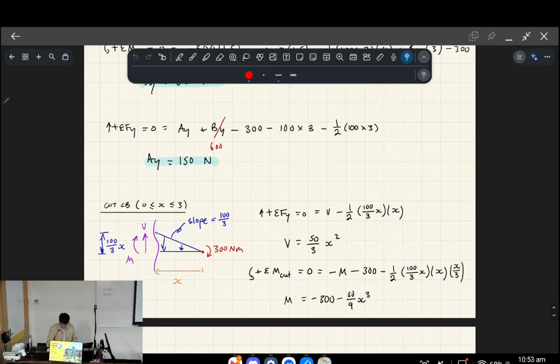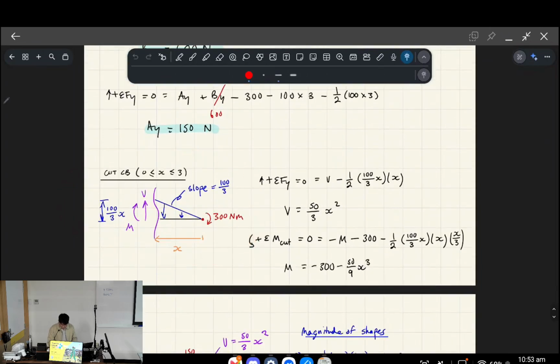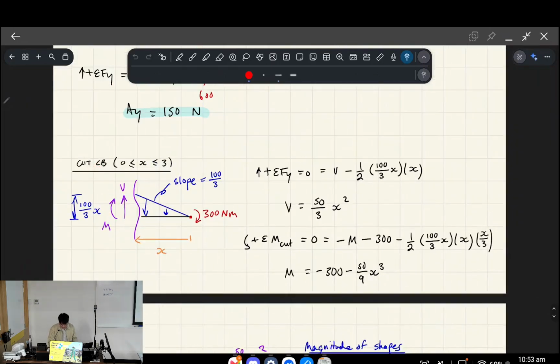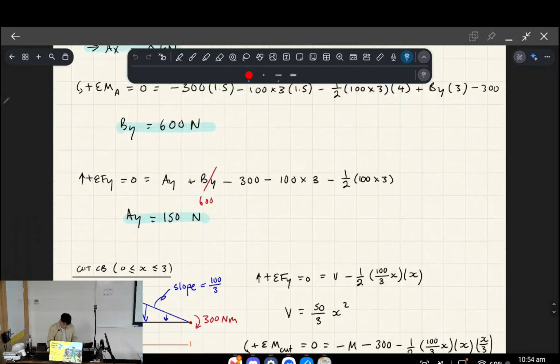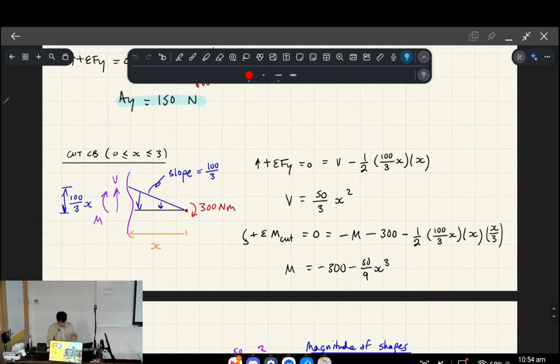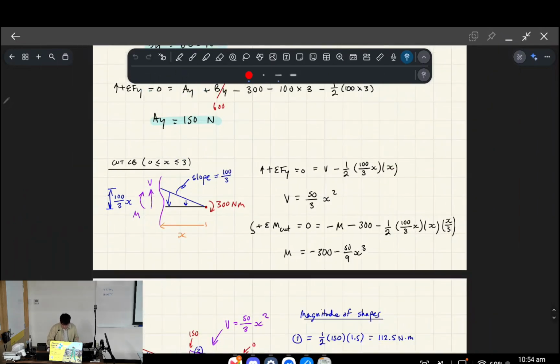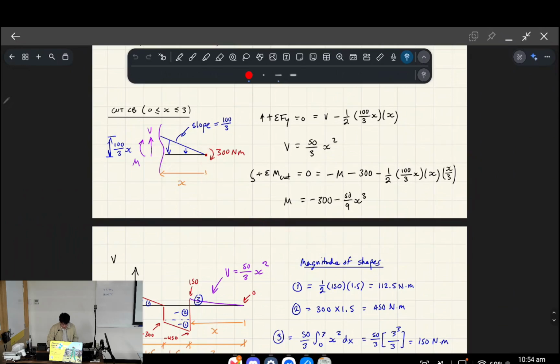First thing was support reactions, as always. And then here I've done the cut from C to B. So remember, this is important: if you're going right to left, it's good practice to notate it from starting point to end point. So if C is over here, B is over here. And then x is actually traveling the other way now. We know the slope, and therefore we know the height of this growing triangle in size.